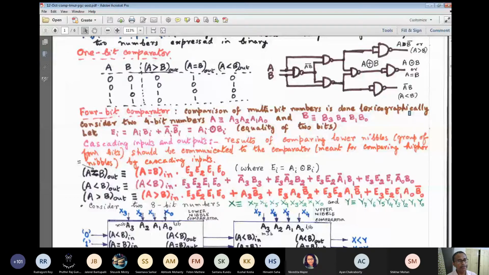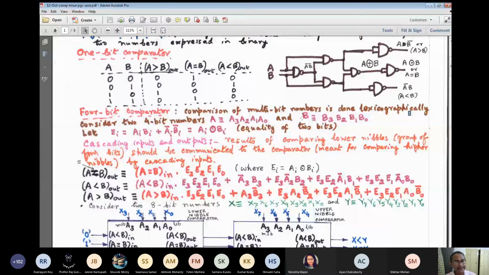So Ai equals Bi. If you expand it out, it will be Ai AND Bi, then OR with the complement product, that is, OR with Ai-bar dot Bi-bar. So equality of 2 bits is guaranteed if this function is 1. Now consider two 4-bit numbers A3, A2, A1, A0 and B3, B2, B1, B0.